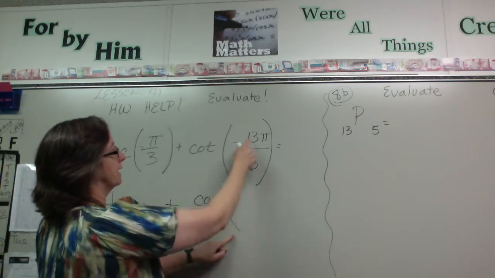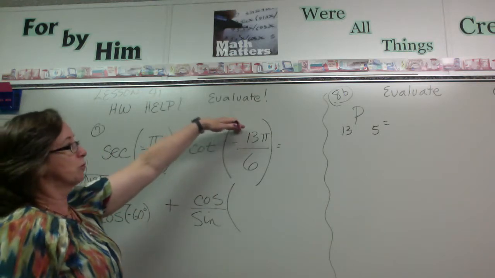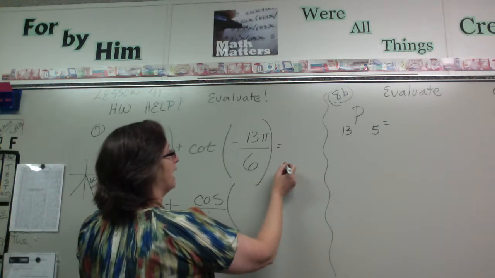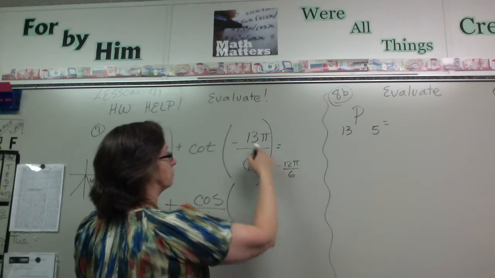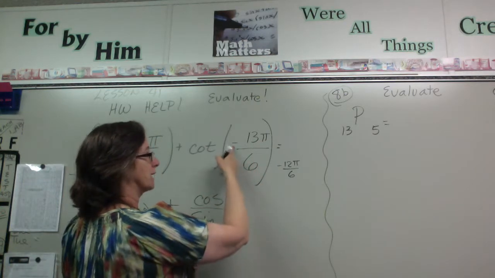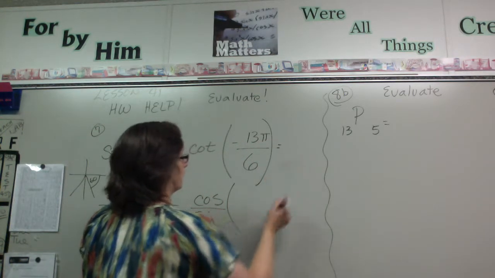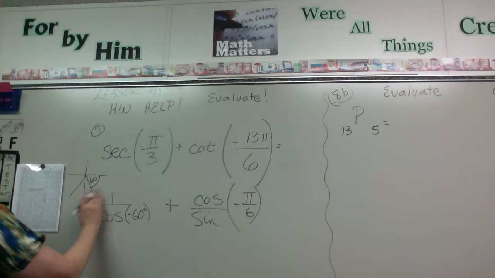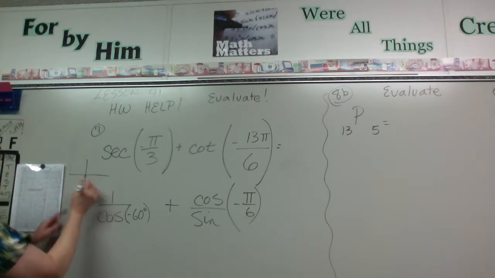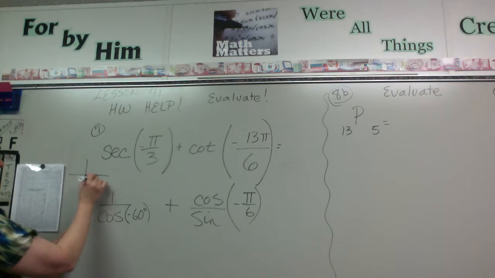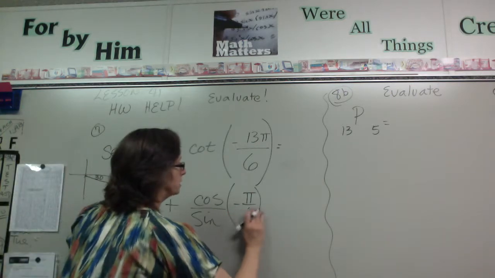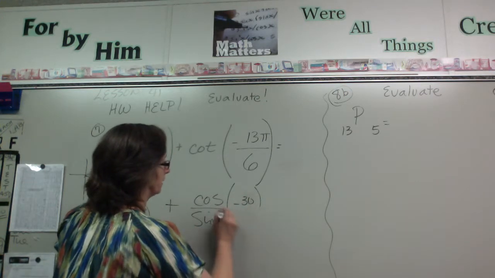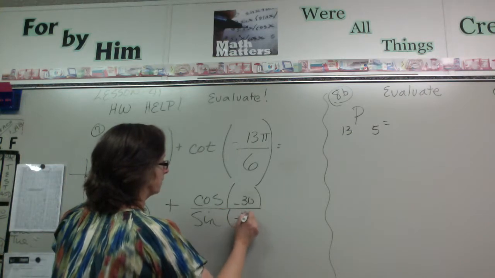All right, now, what is that angle? Negative 13 pi over 6. Remember, 12 pi over 6 would have been 1 full trip around. So we can take away a minus 12 pi over 6, and we're going to be left with a negative pi over 6, and a negative pi over 6, when we get here, is going to be a negative 30 degree. It's going to be a 30 degree down. So we're just going to make this a negative 30. So it's going to be a cosine of negative 30 over a sine of negative 30.